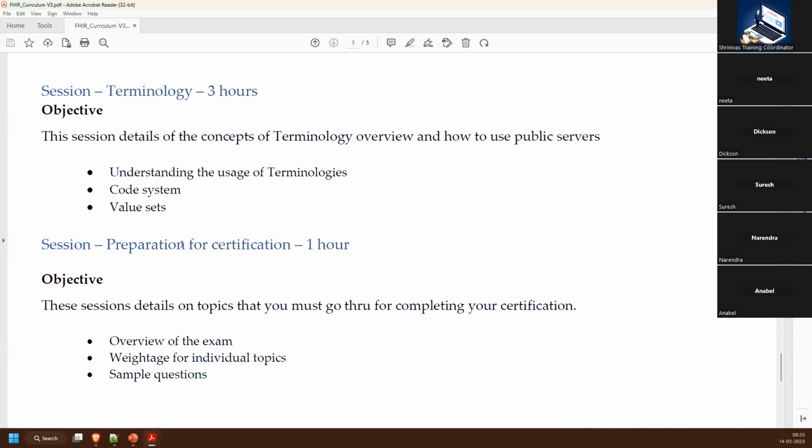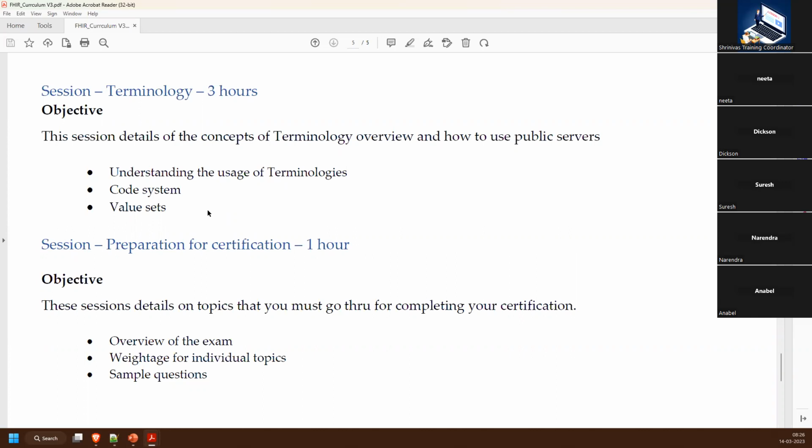And then we'll have the final topic, which is terminologies. So what is a terminology? How do you use terminologies in real time? What are the various resources that are involved in terminologies? There is a beautiful mind map present on the terminology website itself. So we'll take a look at that as well and understand the concept of value sets and code systems using that particular mind map.